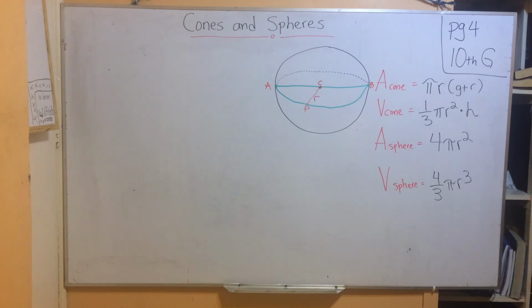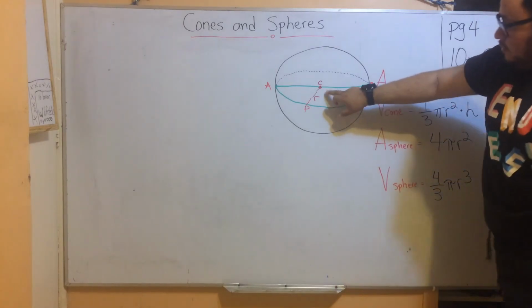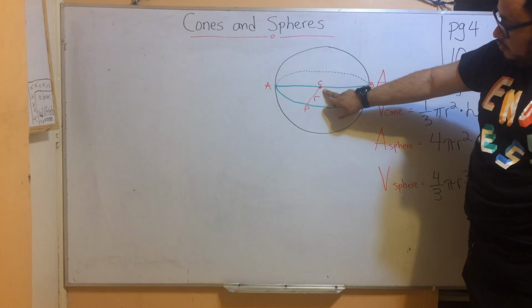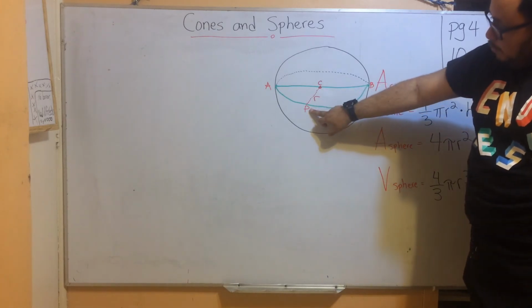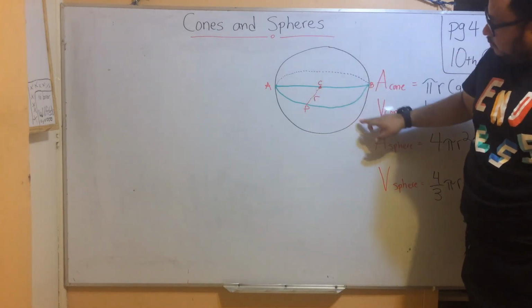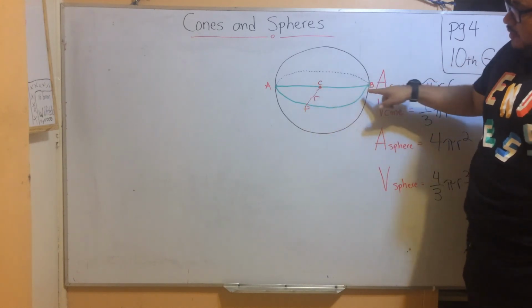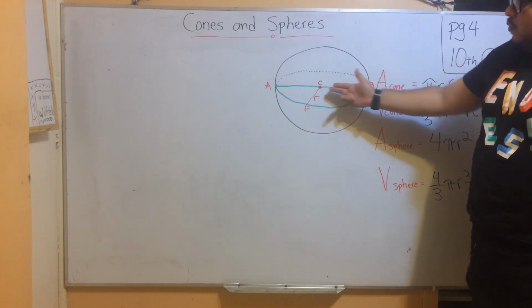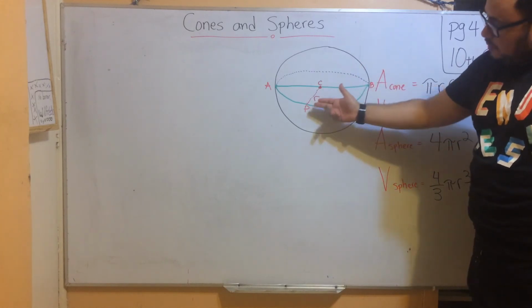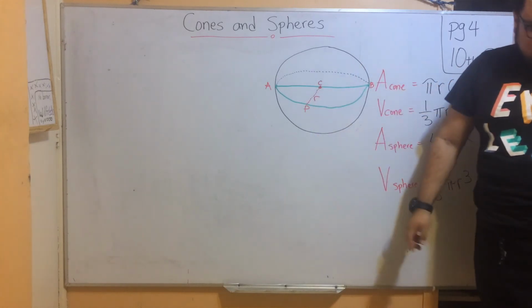Remember that the radius is any point from the midpoint of the circle to one of the sides. Like here, we have the center of the circle, and to any point P on the circle, starting from the middle point of the circle, the radius is going to be point P.